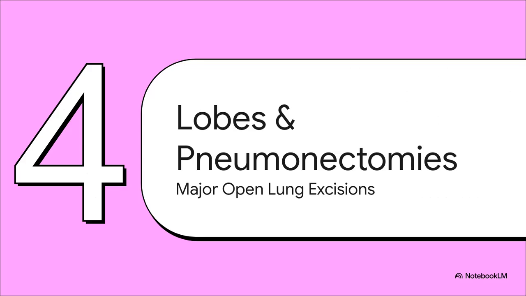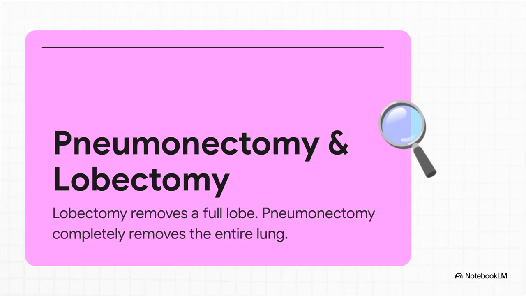That brings us to section 4, lobectomies and pneumonectomies. Let's scale things up and see how this builds when the surgeon starts removing entire branches or, wow, even the whole tree. We are now officially entering the territory of major open lung excisions. A lobectomy takes out one full lobe, so one of the 3 on the right or one of the 2 on the left. But a pneumonectomy, that is a massive open surgery that removes the entire lung, typically for severe, widespread disease like advanced lung cancer.